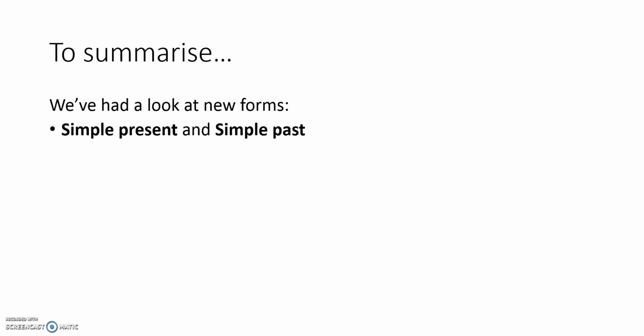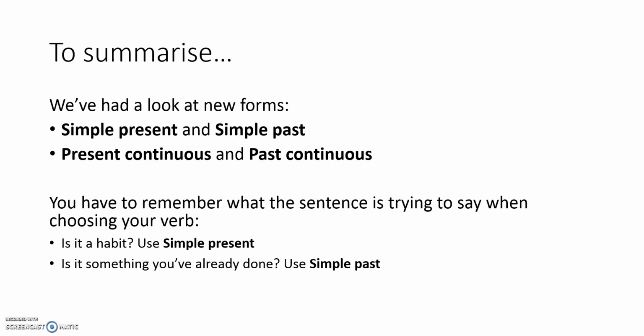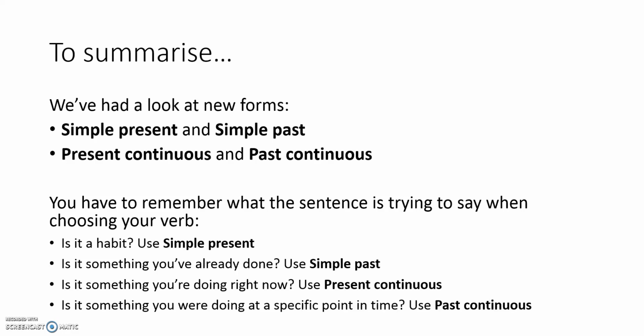So, to summarize, we've had a look at new forms, the simple present and past, as well as the present and past continuous. When deciding which one of them to use, you have to remember what you're trying to express within the sentence. Is it a habit? Use simple present. Is it something you've already done? Use simple past. Is it something you're doing right now? Use present continuous. Is it something you were doing at a specific point in time? Use past continuous.